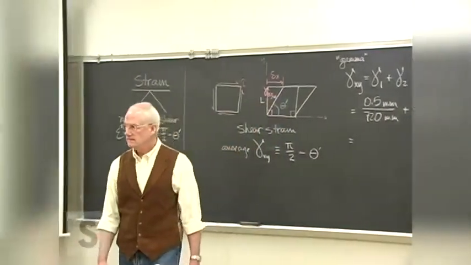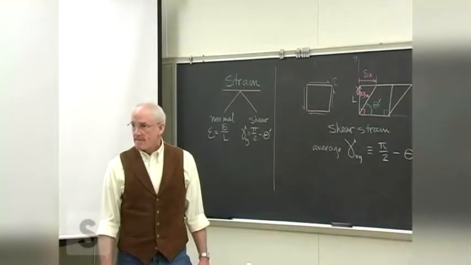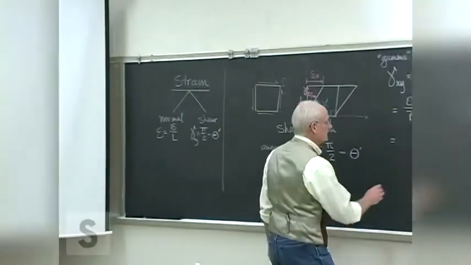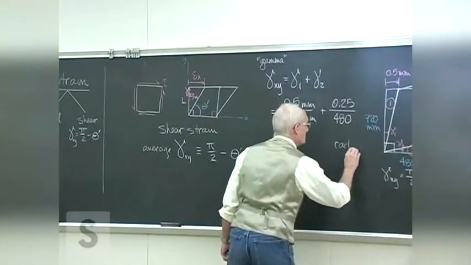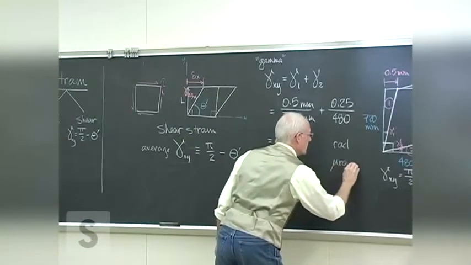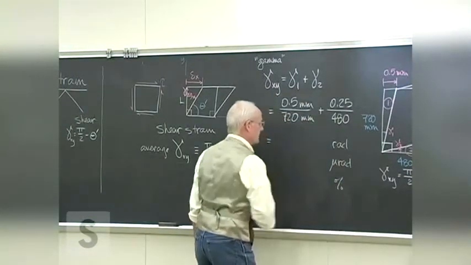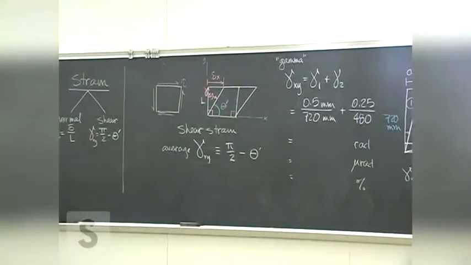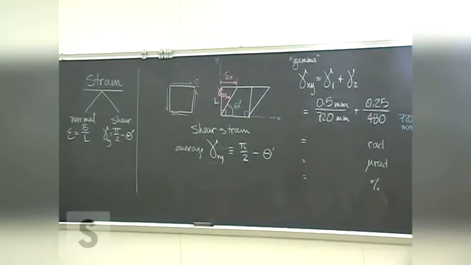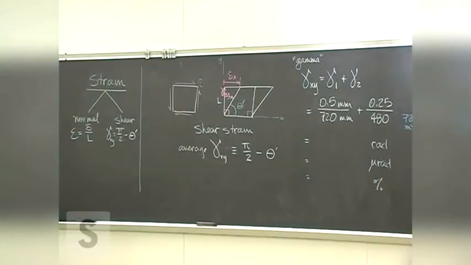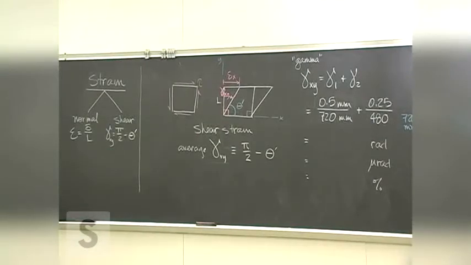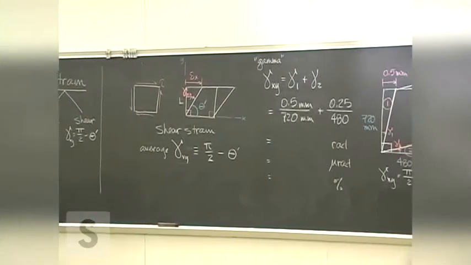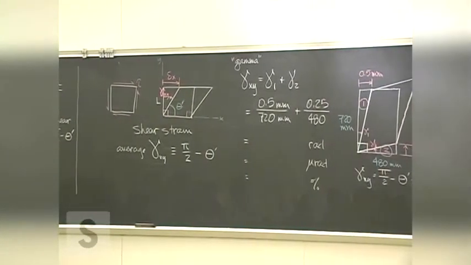It comes out to be... give it to me in radians, microradians, and percent. And for some of these, since they're very, very small, you have to carry enough significant figures through the problem, and then round it off at the end generally.